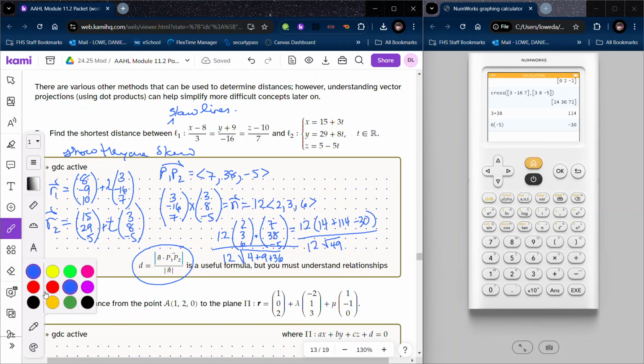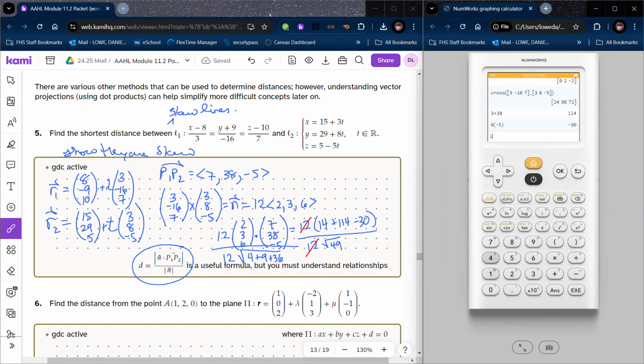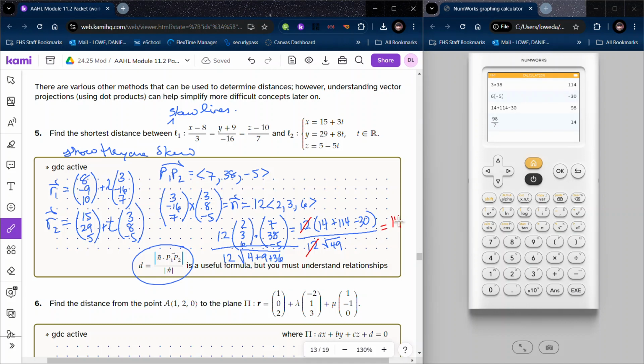Now, notice that in this approach, very nicely, the 12 from the numerator and the 12 from the denominator will reduce to 1, and that is a property of using this particular formula. And so then I have 14 plus 114 minus 30, that's 98, and I'm going to divide it by the square root of 49, which happens to be 7, and so my distance is 14 units. The shortest distance between these two lines is 14 units.